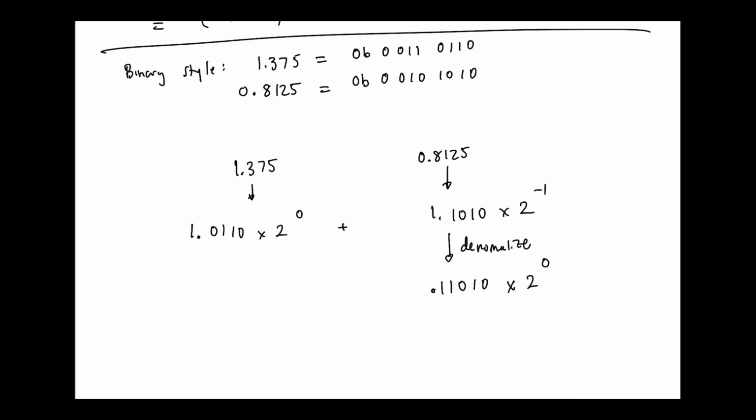Okay, and it would denormalize like so. Because what does it mean to have a negative exponent? That means you move your radix which direction? To the left. Okay, I'm only going to move it as many spots as are necessary in order to get the exponents to match. In this case, that was just one spot, so that was easy. Okay.